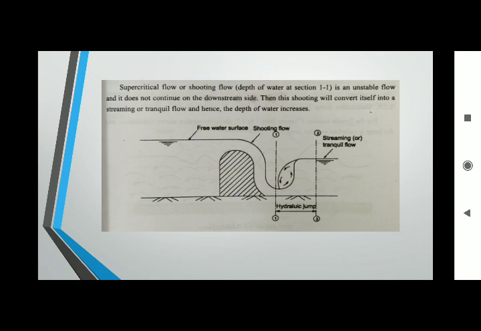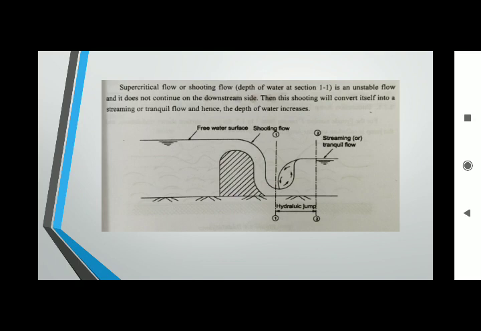In this hydraulic jump derivation, if I know y1, the depth at section 1, and v1, the velocity at section 1, then I can calculate y2, the depth at section 2. v2 is also called the velocity at section 2. Otherwise, if y2 and v2 are given, then I can calculate y1 and v1. These are the problems mostly asked in this unit.